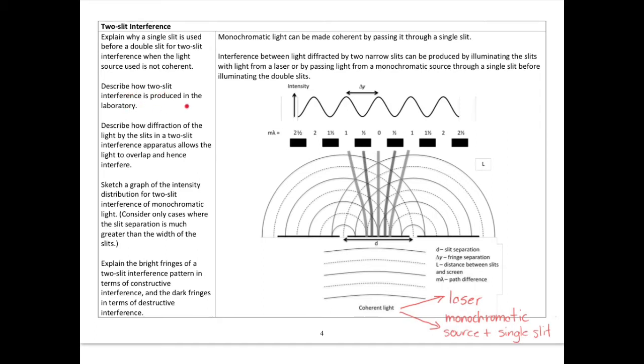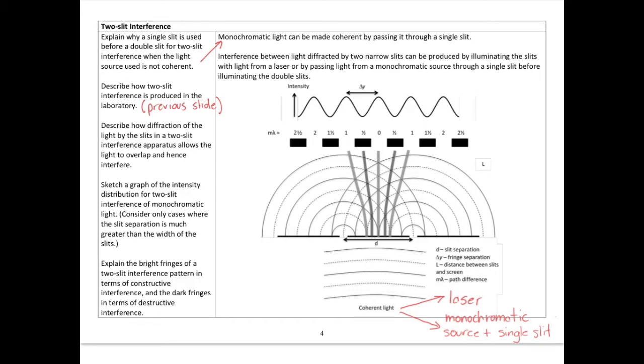So we can either get coherent light from a laser, or use a monochromatic source and a single slit. Next, describe how two-slit interference is produced in the lab. Well, that's what we did on the previous slide. You can also do an experiment with a Young's double-slit interferometer, a special piece of equipment that achieves a similar purpose. It's quite neat, but sometimes it's harder to visualise what's happening. I don't actually have the equipment at Tumby, and I don't think it's at Roxby either, although I might be wrong. I think the Cummins kids might have it if they want to have a play with it.